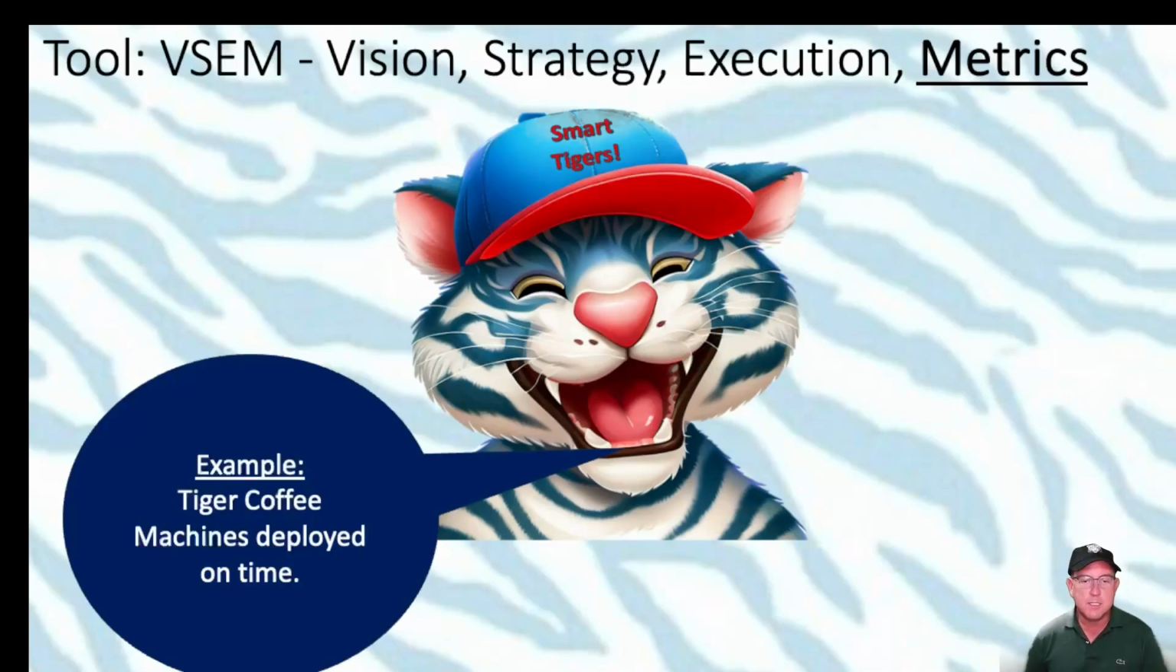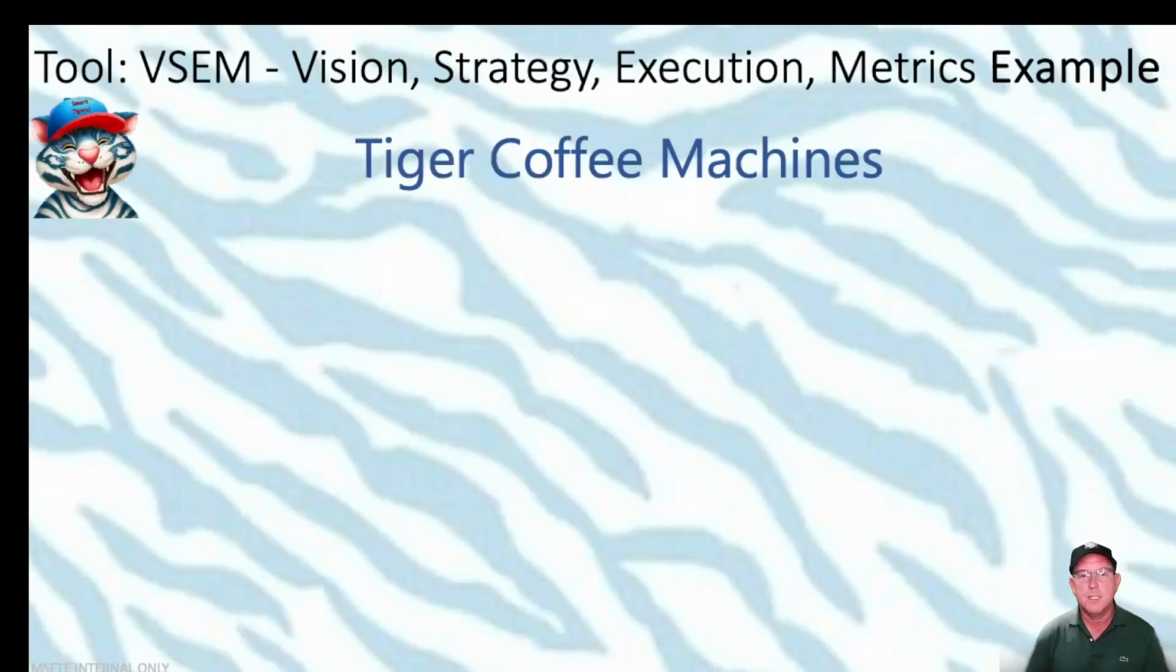And the example is of a metric, for our example, the Tiger coffee machines deployed on time, like how many are deployed on time. All right, let's go into an in-depth example for the VSEM tool. This is for Tiger coffee machines.